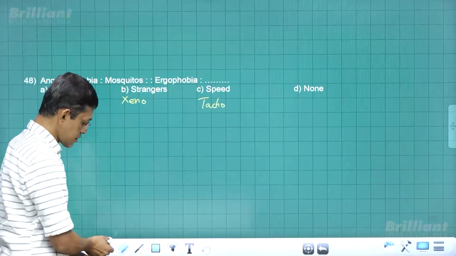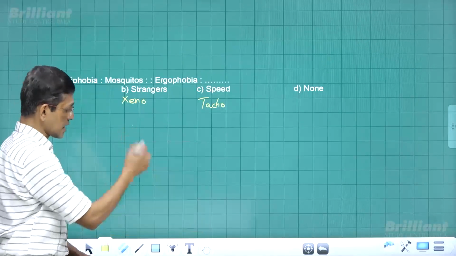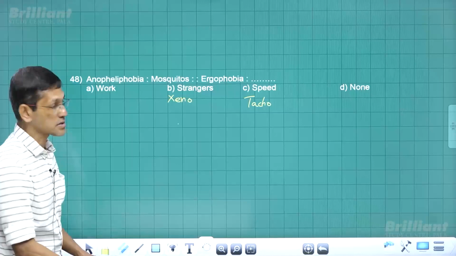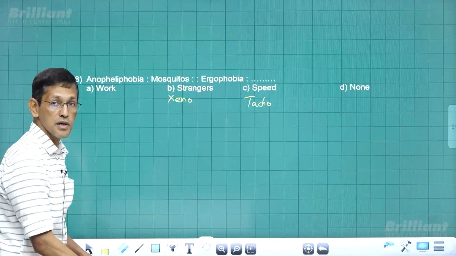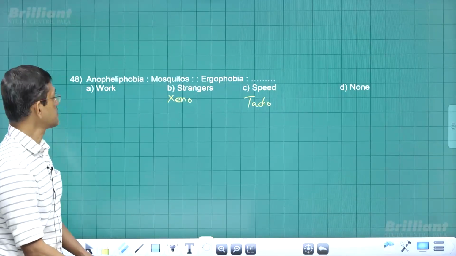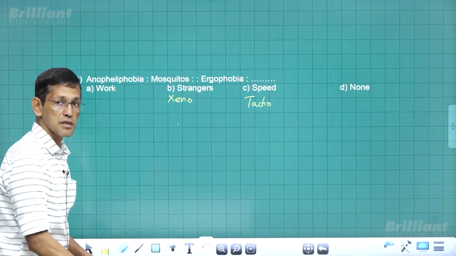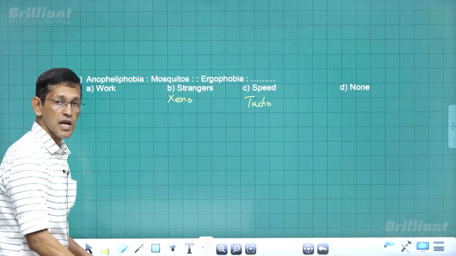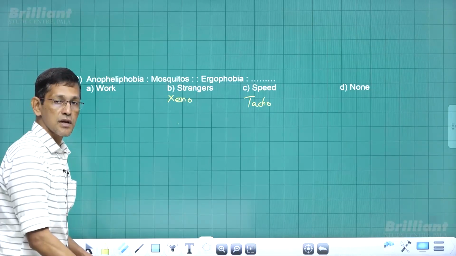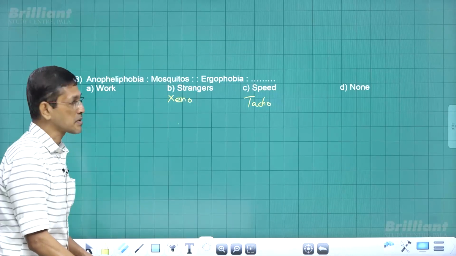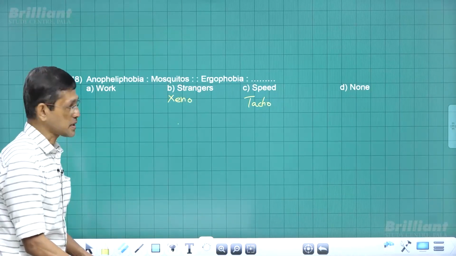Especially when you travel on certain kinds of vehicles, like some of the two-wheelers or maybe some of the private buses, you may have this tachophobia. Even some of the KSRTCs. So you may have tachophobia. That's a phobia towards speed. If the travel is safe and the vehicle is traveling at a higher speed, that would be fine. But if it's rash driving, people may have that kind of phobia, tachophobia.